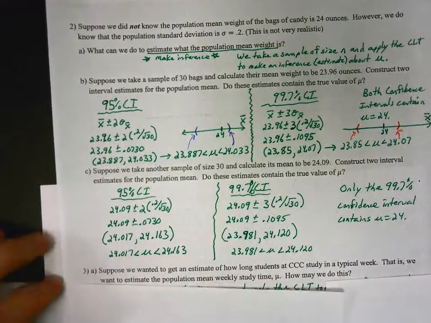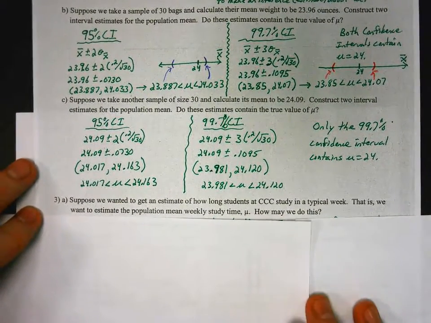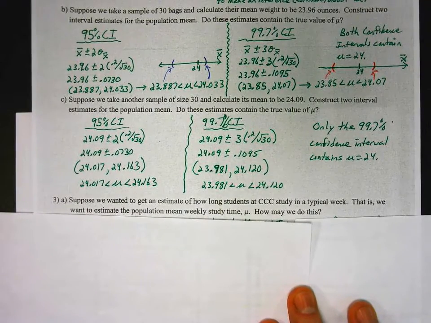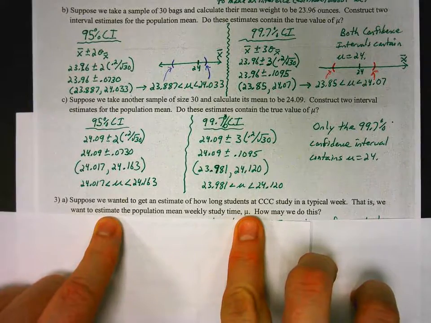Okay, next example. Suppose you want to get an estimate of how long students at CCC study in a typical week. That is, you want to estimate the population mean weekly study time mu. How may we do this? We're trying to estimate, on average, how long all students at CCC study in a typical week, so the entire population. So you want to estimate mu.